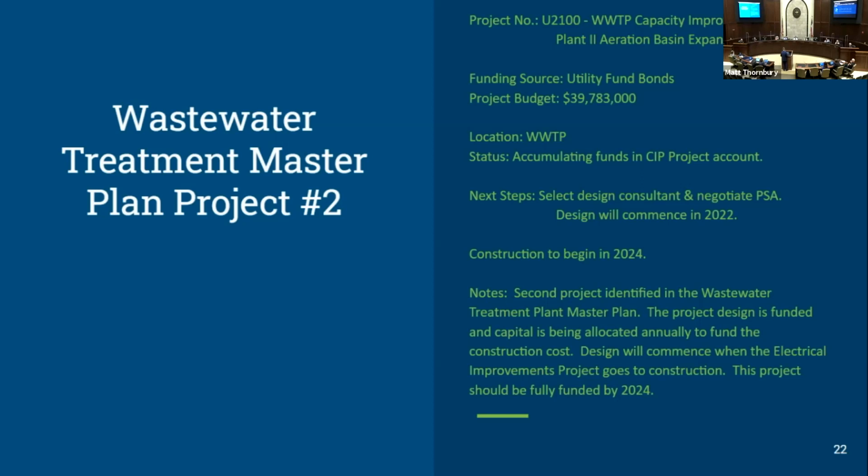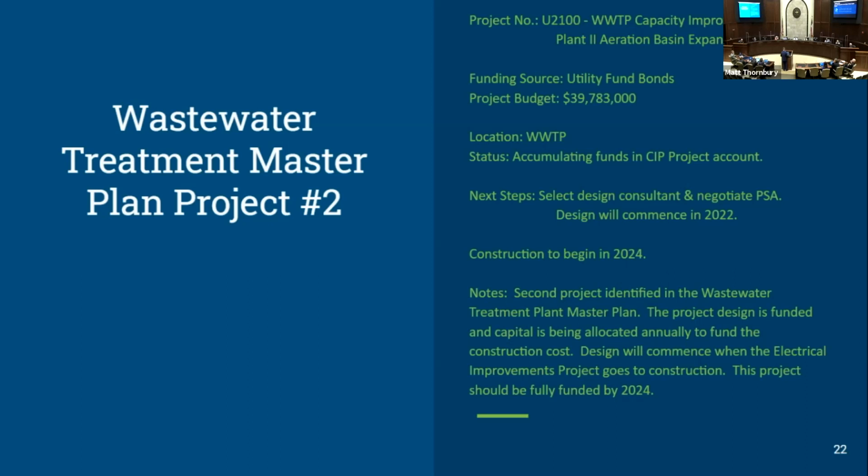Project number 2 out there is actually the first capacity improvement. So that was just electrical. This is an aeration basin capacity improvement. This one has a price tag of $40 million. So this is a big project. Our next step on this is essentially to select a design consultant. We won't do that until next calendar year, 2022. In the meantime, we are accumulating funding to be able to construct that $40 million project.